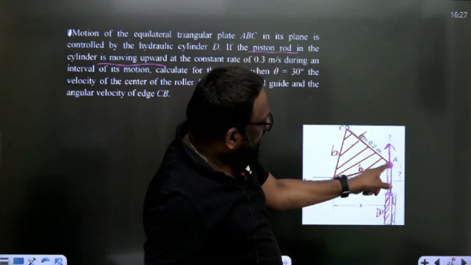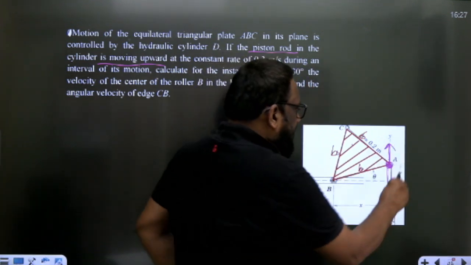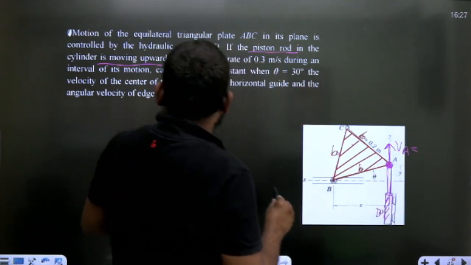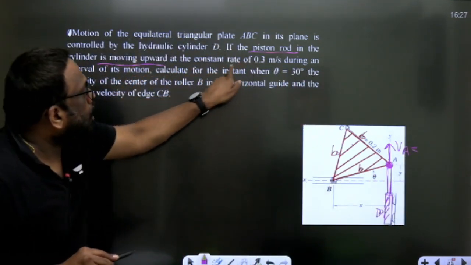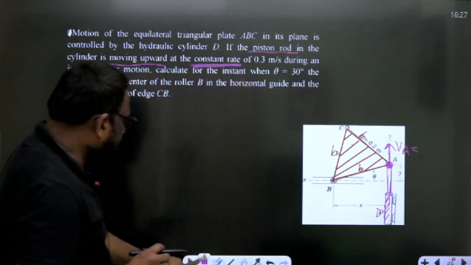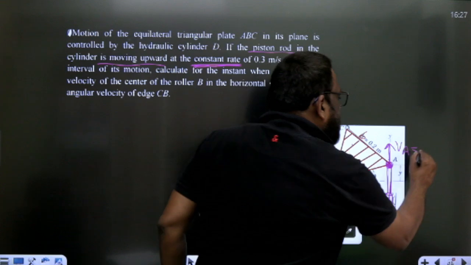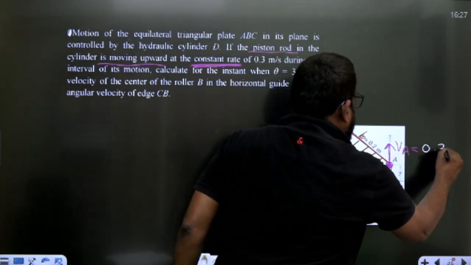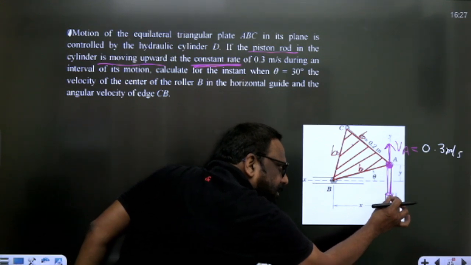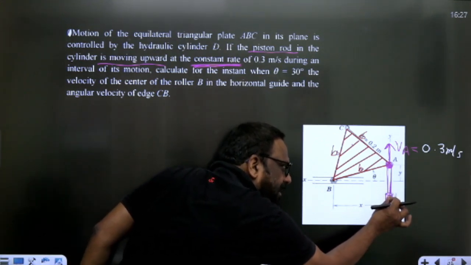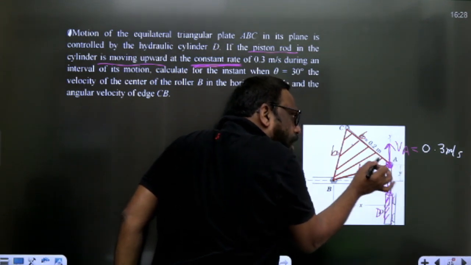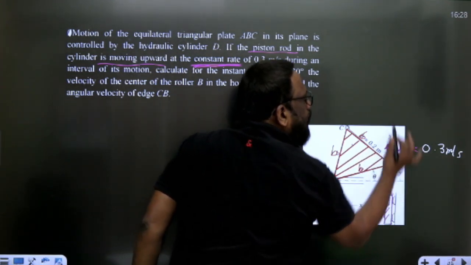So as these two are connected, what will be the velocity of A? Same as the piston. How much is it? It is moving up at a constant rate of 0.3 meter per second. I repeat, sir. There is a hydraulic cylinder. In this hydraulic cylinder, there is a piston. That piston is moving up. And as the piston is connected to the point A of this equilateral triangle, this edge will move up.